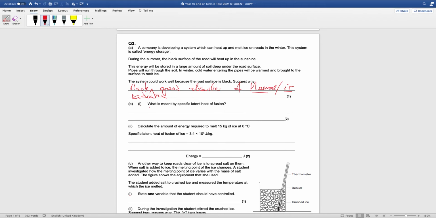What is meant by the specific latent heat of fusion? Well, it is specific latent heat and fusion. So it is the energy required to convert 1 kilogram, there's your specific, of solid at its melting point to liquid without change in temperature.